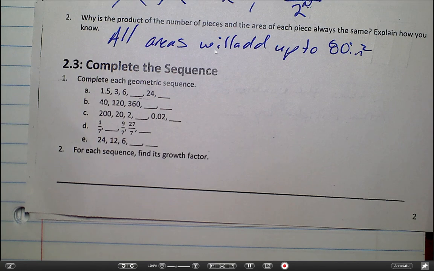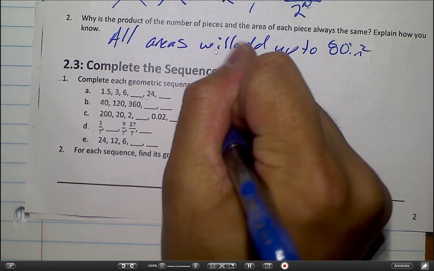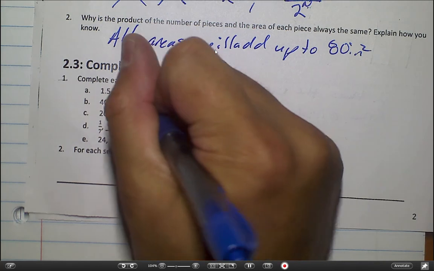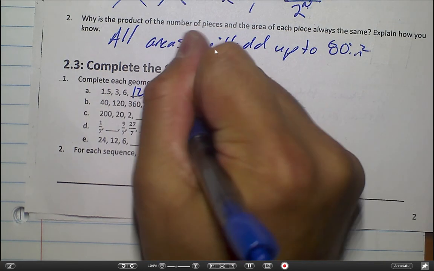For A, what are we going to have? Times 2n. So yes, it is 2n, right? But what are my numbers? 12 and 48. Very good.